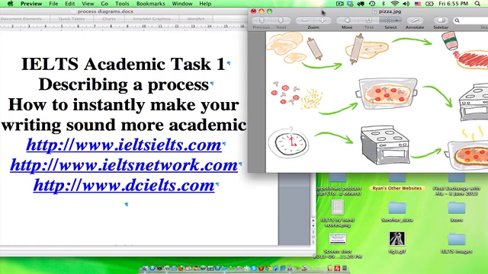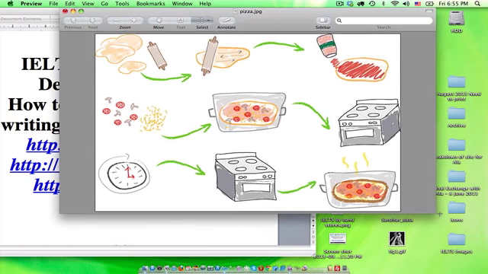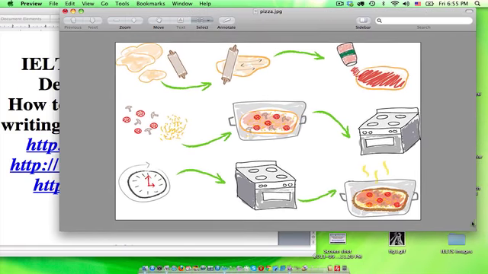For the purpose of today's video, we are going to be using this very simple and straightforward diagram of the process one takes to make a pizza. And of course, we would never see anything so simple on our true IELTS exam.